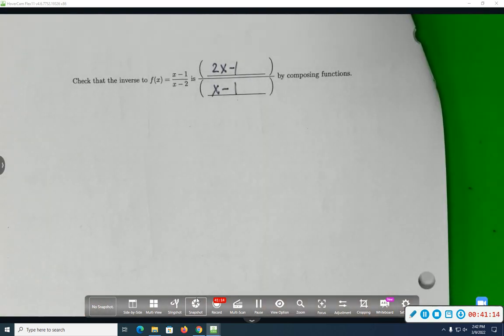So let's try to check that the inverse of this function is actually that other function. And we have to do that by computing some composition. So that's exactly what we're going to do. Let's try to compute the composition of these two functions.